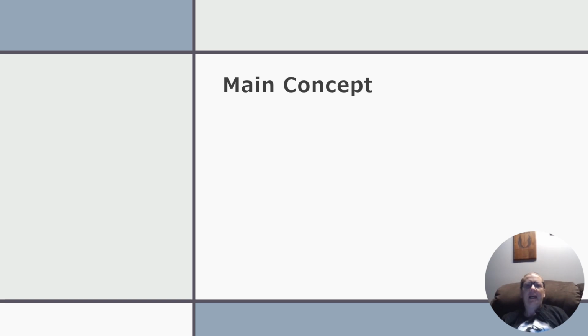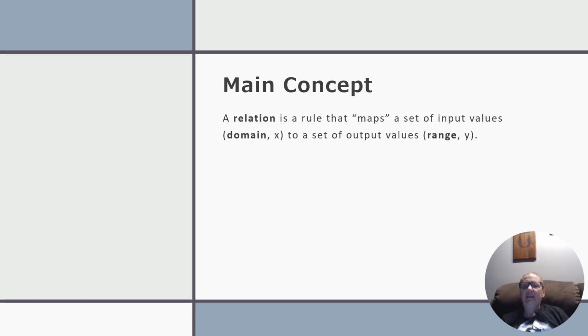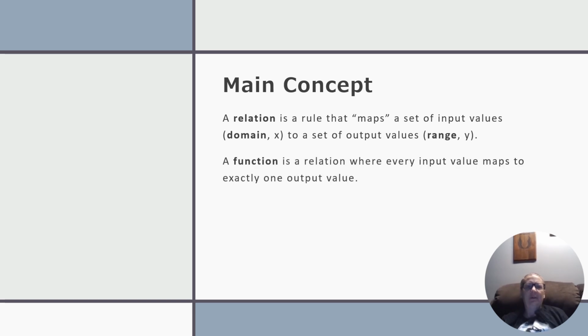All right, our main concept is as follows. A relation is a rule that maps a set of input values, which is called the domain or the x values, to a set of output values, which is called the range or the y values. So in other words, it's just a rule that changes one thing into something else. It could be the same thing, but it's a rule that allows you to take a set of numbers and change them into a different set of numbers.